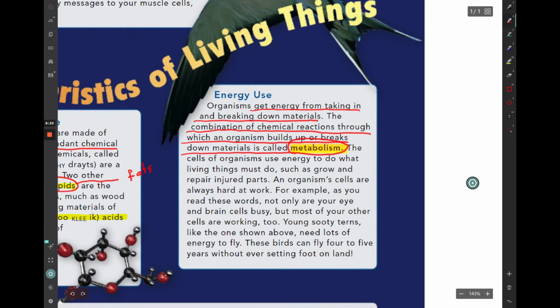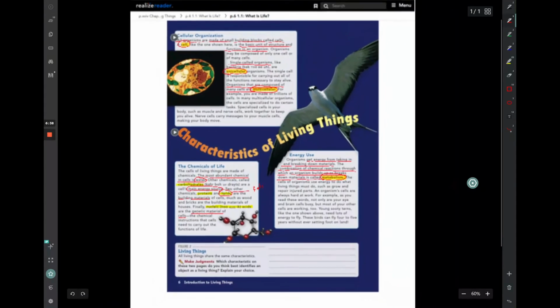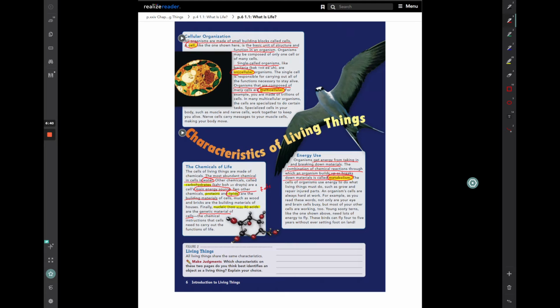I know that's a very wordy definition, but it's just that balance of the chemical reactions of taking in what the body needs, using the energy in order to perform the daily tasks that need to take place to keep a thing alive. So page number 6 talks about the organization of cells within living things, the chemicals that are needed for living things to survive, and how we use our energy.